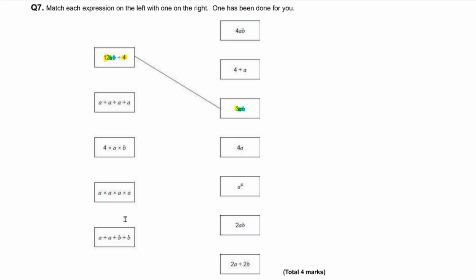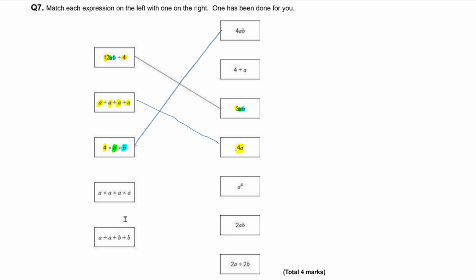Okay, a plus a plus a plus a, that's 4a then, isn't it? 4a is when you've added them all together. So these are all like terms, so we can just add them all up. That's going to be 4a. 4 times a times b. These are all different things, aren't they? I've got a 4, which is a number. I've got an a, which is an a, and I've got a b, which is a b. So they all just end up being pushed up against each other. It's going to be that one up there.